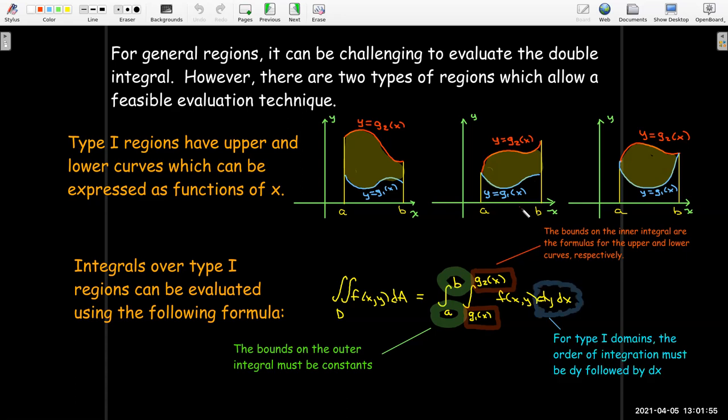Now, since the outer integral has the constants, the x values, that means dx has to be the outer integral and dy has to be the inner integral.